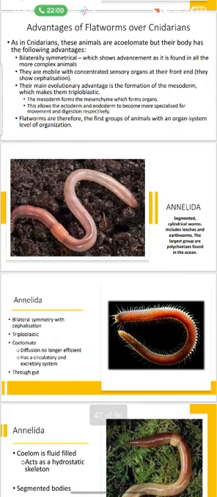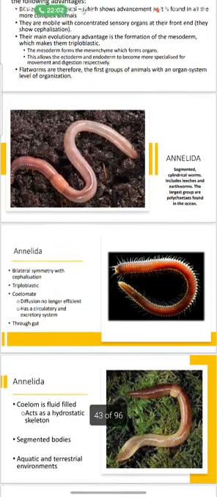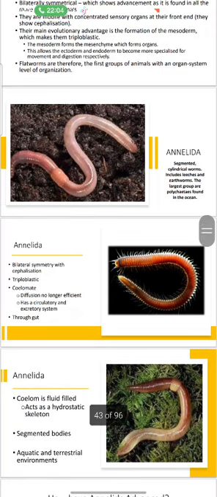Annelida. These are segmented cylindrical worms, including leeches and earthworms. They are the largest group of polychaetes found in the ocean. Annelida have bilateral symmetry with cephalization. They are triploblastic. They are coelomate, meaning diffusion is no longer efficient, and they have a circulatory and excretory system. They have a through gut.